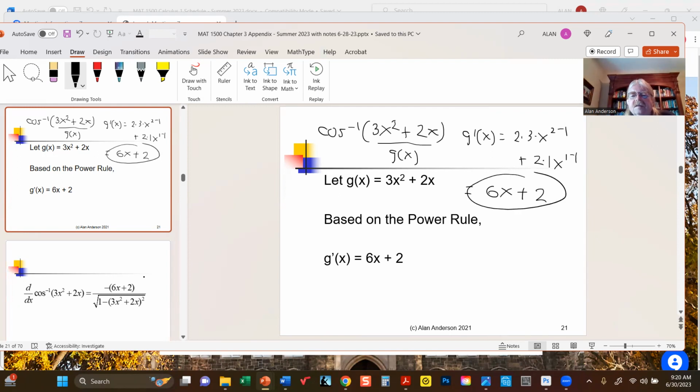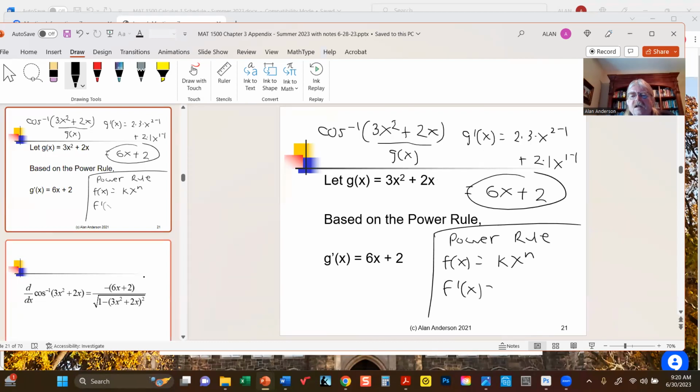Okay, so remember, the power rule tells us that if our function is k x to the n, f prime of x is n k x to the n minus 1. So that's why the derivative of 3x squared plus 2x ultimately becomes 6x plus 2. So that's our g prime of x.